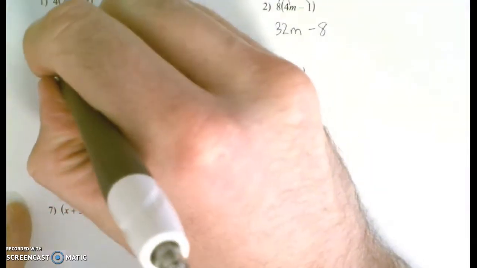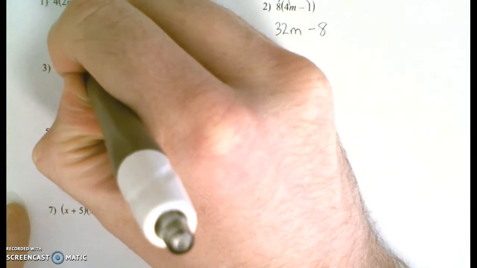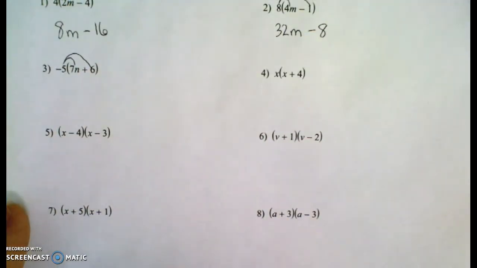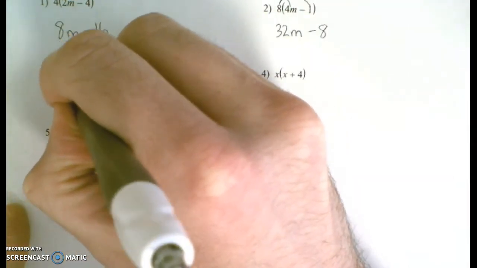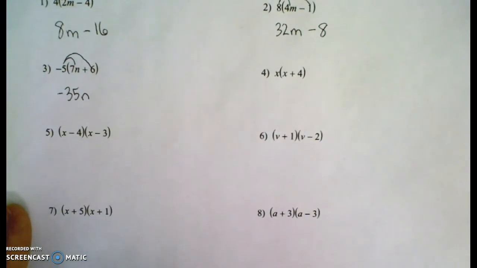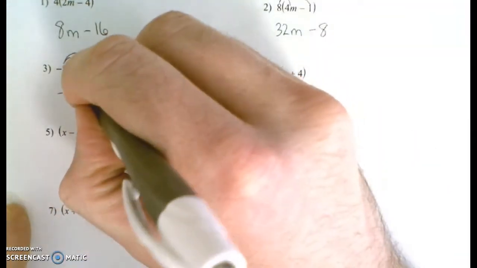Here I'm distributing a negative 5, so I'm distributing it to both. Negative 5 times 7n is negative 35n. And negative 5 times 6 is negative 30.